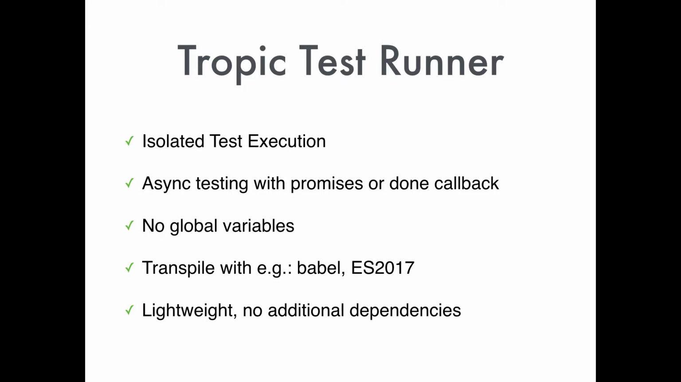Tropic test runner has certain features which are already supported. It has isolated test execution. We will come later to that point, what that actually means. You can write asynchronous tests. You can use promises and done callbacks, as you are familiar with from Mocha or other test runners. It has no global variables, so you do explicit imports. You can actually transpile your source code if you need to and test the transpiled source. And it's super lightweight and has no additional dependencies. However, that's a trade-off, because it doesn't have all the features other test runners have.